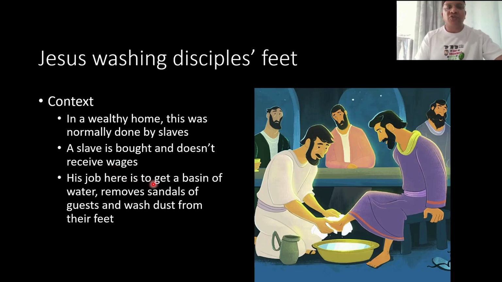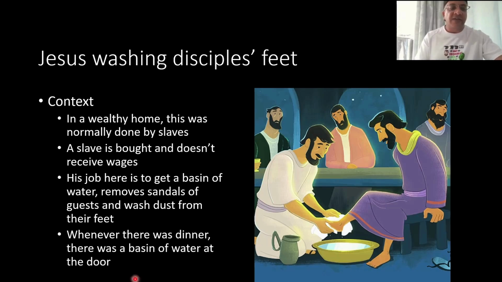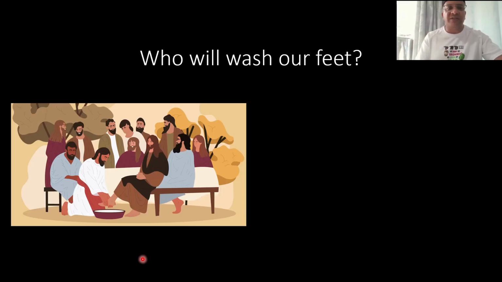Now, anyway, the job of the slave was to get a basin of water, remove the sandals of the guests, and wash the dust from their feet. Because in those days, the way people commuted was walking, right? And they wore sandals, and so their feet would be dusty. And so it was the job of the servant to get the basin of water and to wash the feet of the guests before they reclined at the table to eat. Now, whenever there was dinner, there was a basin of water at the door. So this is just to give you some context, guys.